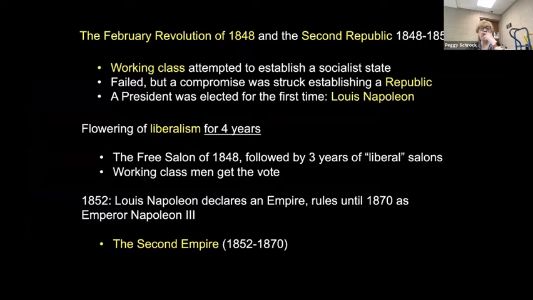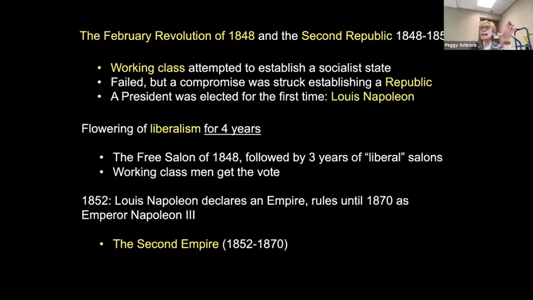I talked about this briefly before, but it's the realists who really are affected by this revolutionary change. It happened in 48, the February Revolution. And remember, this was a true socialist revolution. The working class wanted to set up a socialist government in Paris. It failed. They didn't have the support to do that, but they did throw Louis Philippe out of power, and they negotiated a compromise and set up a republic. This is when France, for 4 years, has a republic.